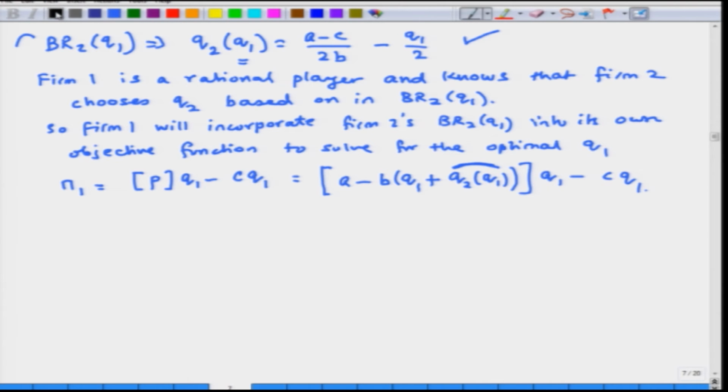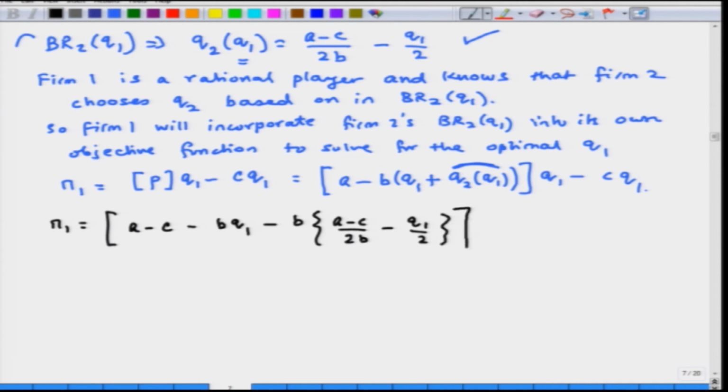So, firm 1's profit, pi 1, is (A minus C) minus BQ1 minus B times Q2, where Q2 is (A minus C) divided by 2B minus Q1 by 2, times Q1. Now, if I simplify this, the B gets cancelled from this term. So, I have an A minus C and an (A minus C) over 2. So, that is going to give me (A minus C) over 2, and then I have a minus BQ1 and a plus BQ1 by 2, that is going to give me a minus BQ1 by 2, times Q1. And firm 1 is going to maximize this profit by choosing its output Q1.